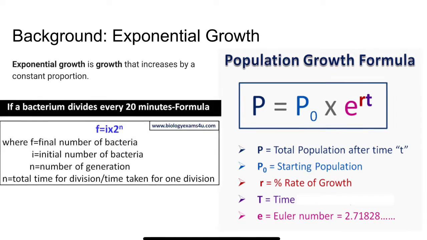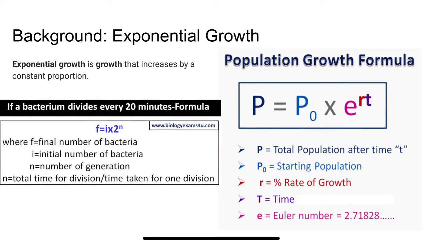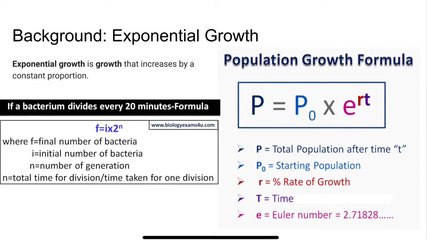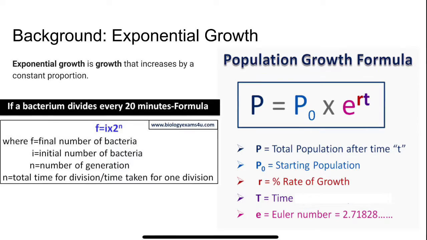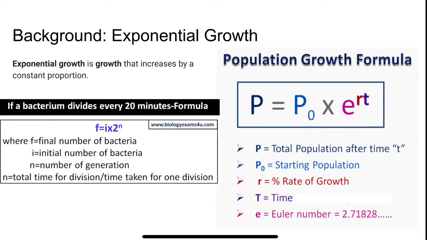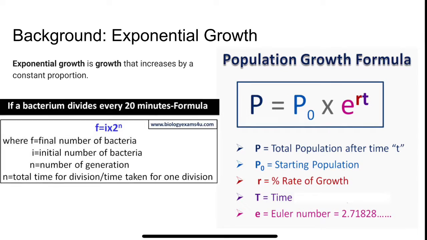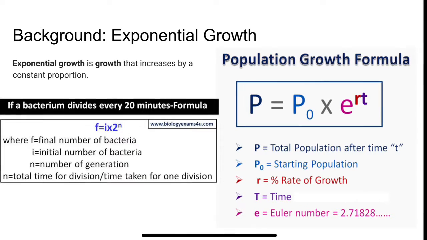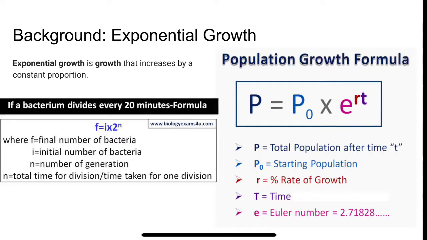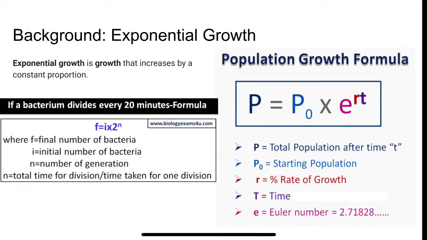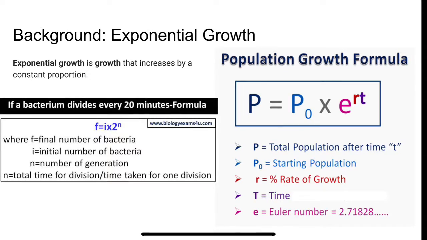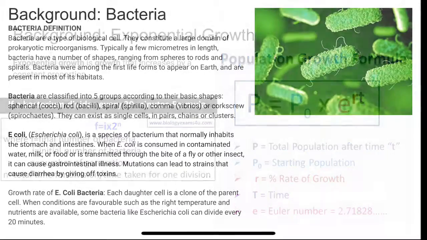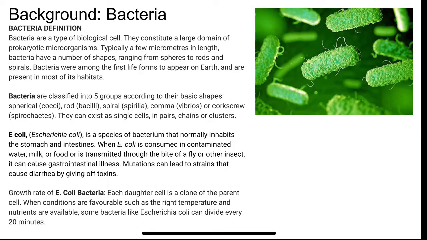The second equation we're going to be using is P equals P of 0 times e to the power of r times t. In this equation, P is the total population after time t. P of 0 is the starting population. E is a constant number which can be found on your calculator. R is the percent rate of growth, and t is the time. These two equations will give you the same resulting number, but are used differently depending on what information you were given.